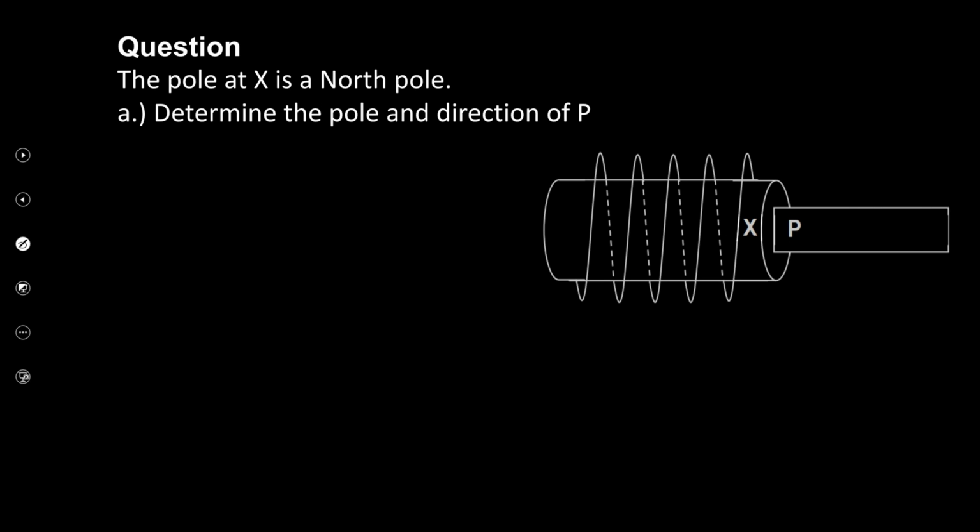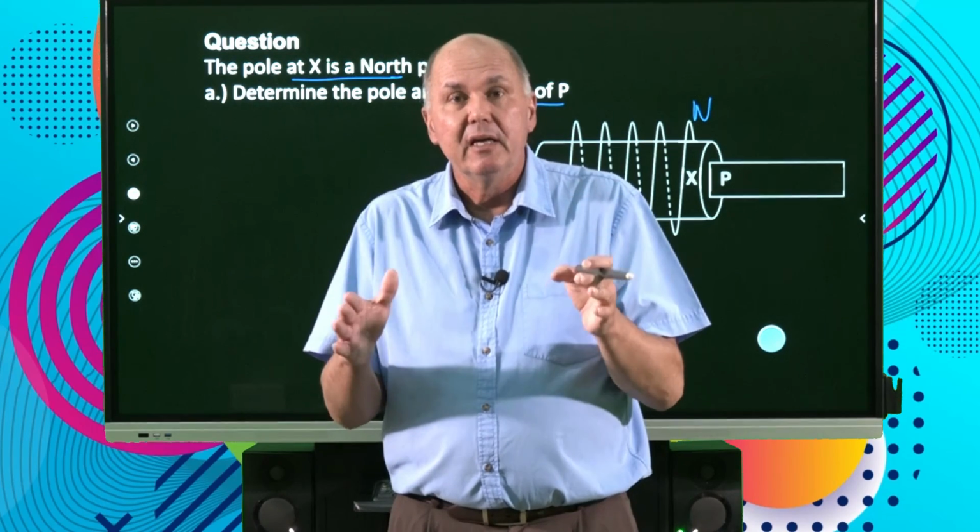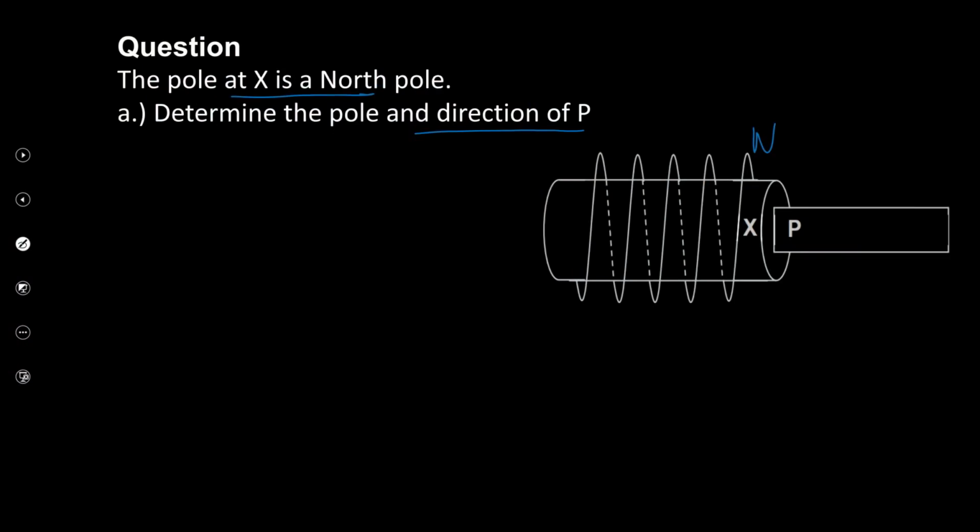Let's have a look. The first thing it tells us, determine the pole and direction of P if X is a north pole. So if X is a north pole, then what are the ways that P must be moving for X to be a north pole? Well, quite simply, we recognize, first thing, if P was moving towards the coil, then it would clearly be a north pole. Because according to Lenz's law, we recognize they would repel each other. So as the magnet moves in, they would be repelling each other. Now, there is an alternative.